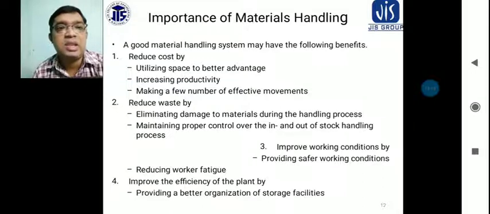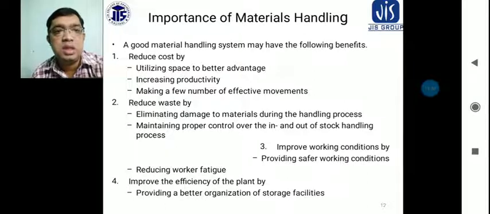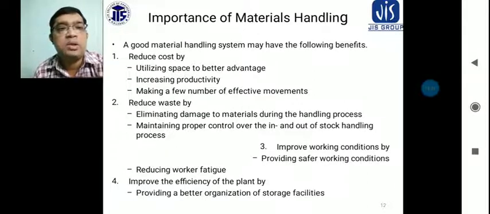And another thing is making a few number of effective movements will be considered. And another thing is to reduce waste by eliminating damage to materials during the handling process. Maintaining proper control over the in and out of stock handling process also will be considered according to reducing waste materials.